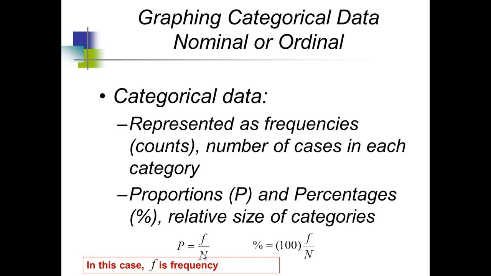So understanding proportions and percentages is important, so that we can have a sense of what the larger representation is here. And as you can see, remember, proportions are the frequency divided by the total n, and to get percentages, you just multiply that by 100. So whatever the proportion is, multiply it by 100, and then you get a percent.